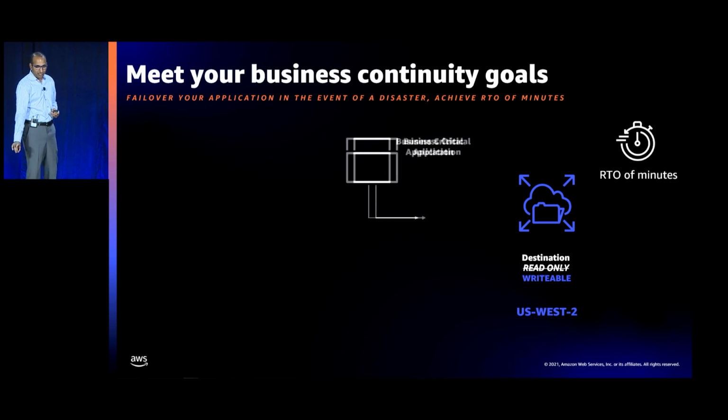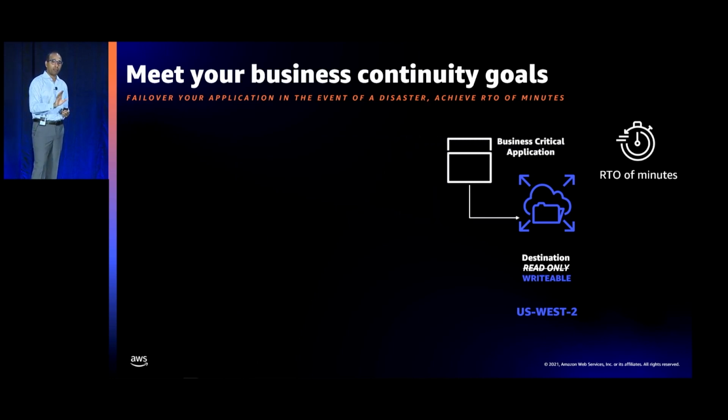But in the event of a disaster, you can fail over your business critical application, for example, from US East 1 to US West 2. And within minutes, your destination file system is made available in writable mode, allowing you to continue to run your business critical application with minimal interruptions. So the window that we talked about previously, the RTO and RPO window, we have essentially minimized that window to minutes.